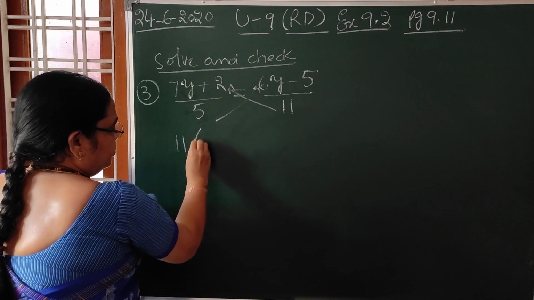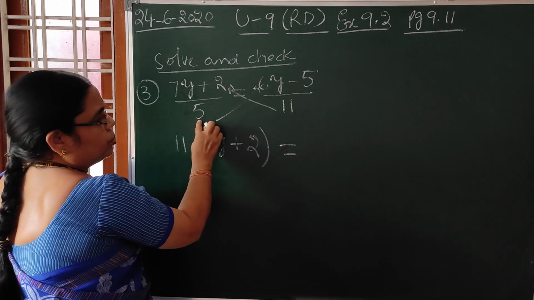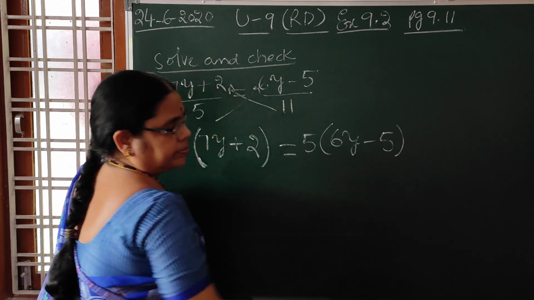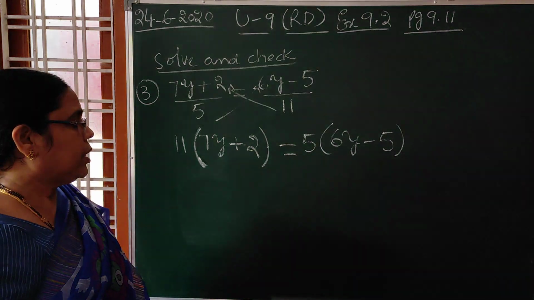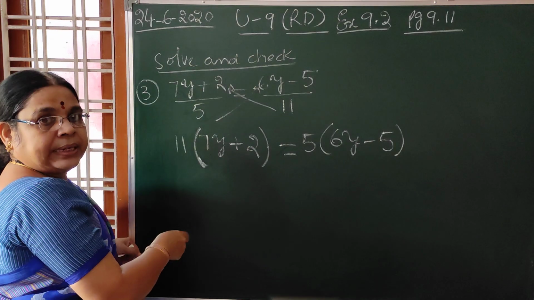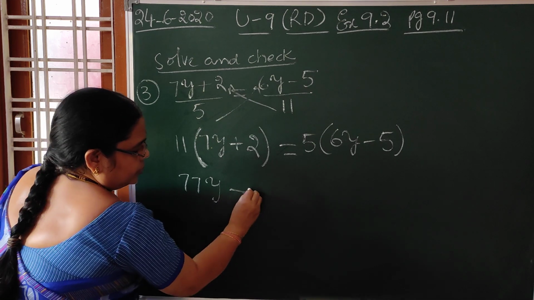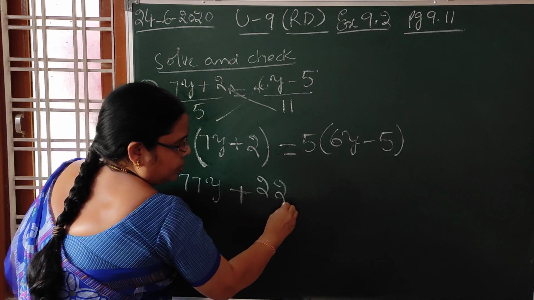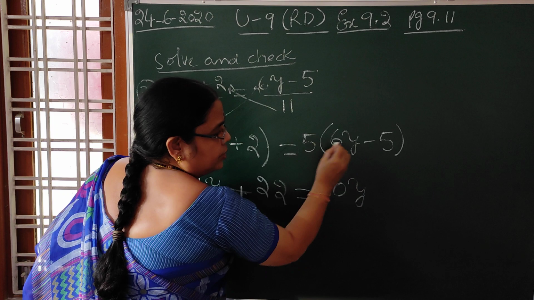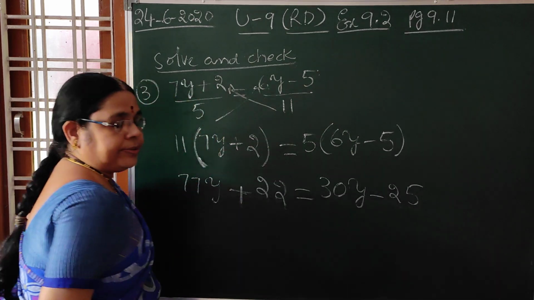So 11 into (7y + 2) is equal to 5 into (6y - 5). Now solve this. How to solve? First remove this bracket. 7y + 2 must be multiplied by 11. 11 sevens are 77y plus 11 twos are 22, is equal to 5 sixes are 30y, plus into minus is minus 5 fives are 25.